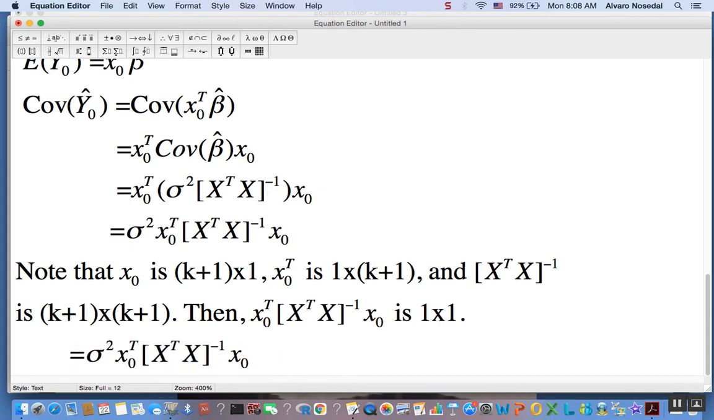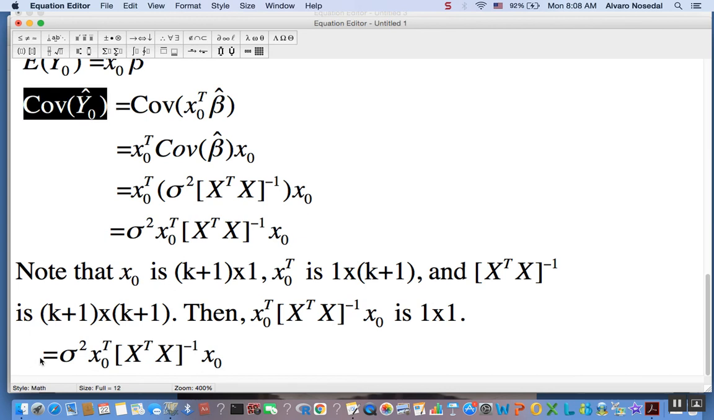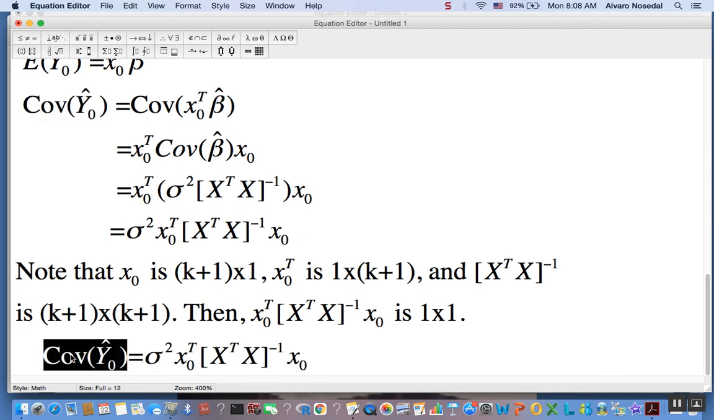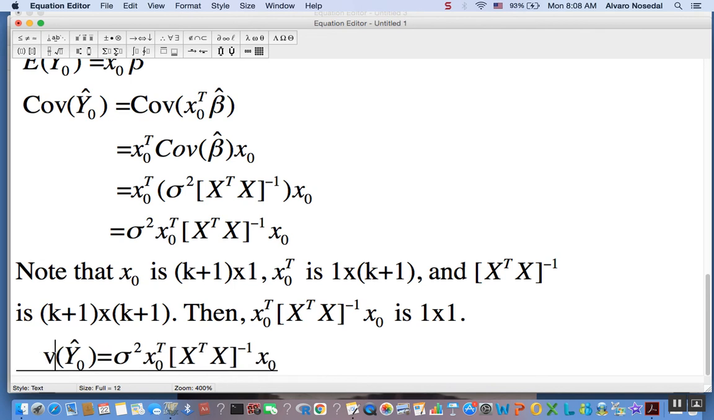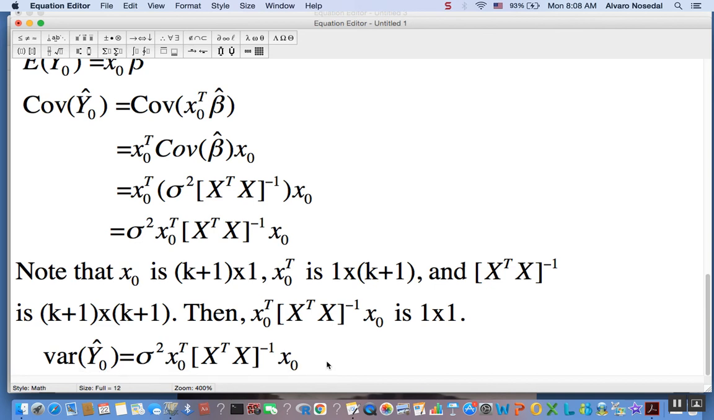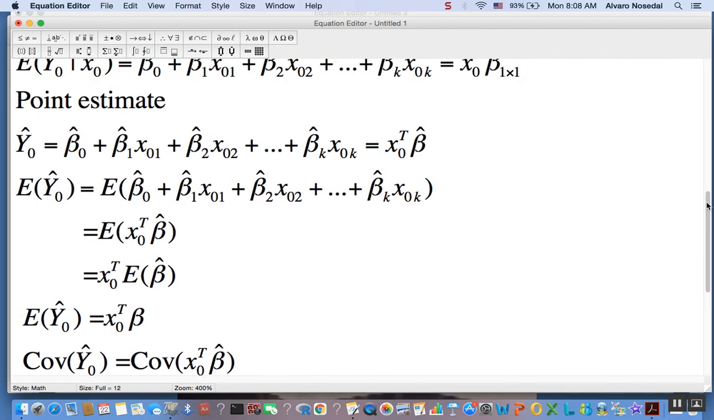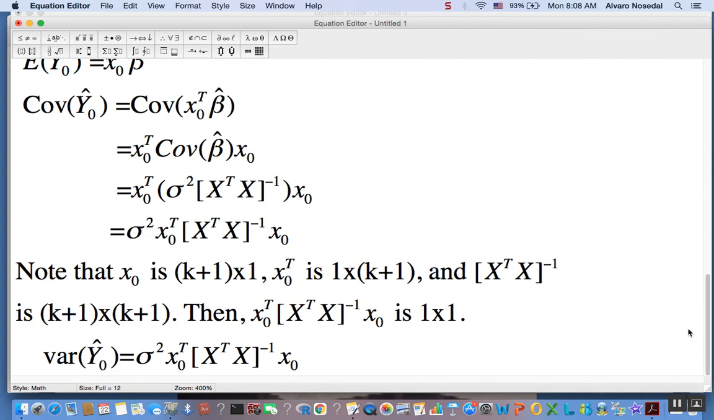And let me just say that now this guy here, yeah, it is a covariance matrix, but a 1-by-1 covariance matrix. So it's just the variance of our point estimate. Okay, so we are almost there. We have our point estimate, we have its expected value, we have its variance. This guy is going to give us an idea of the variability.